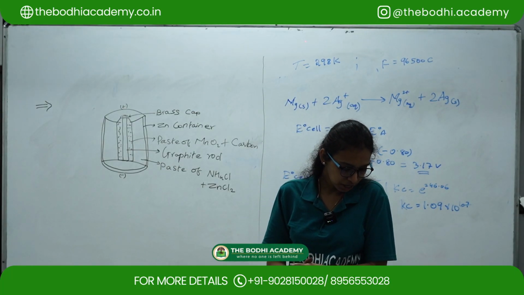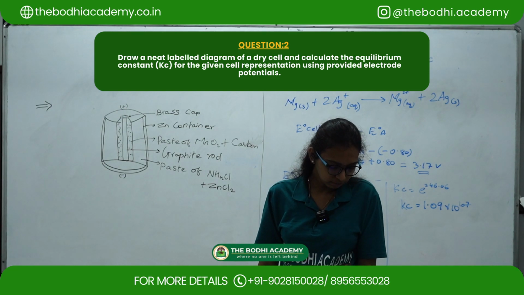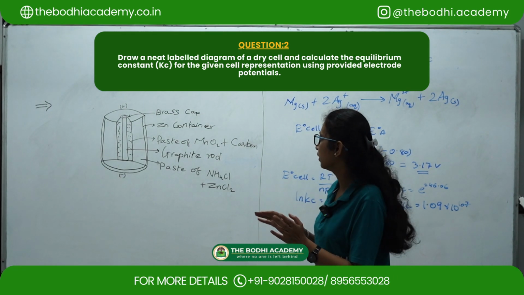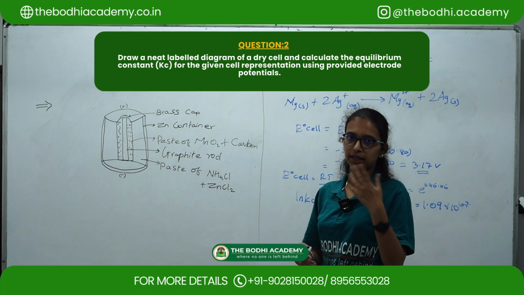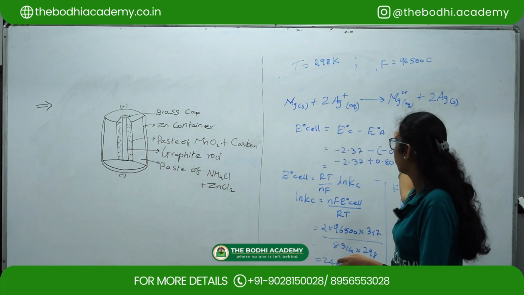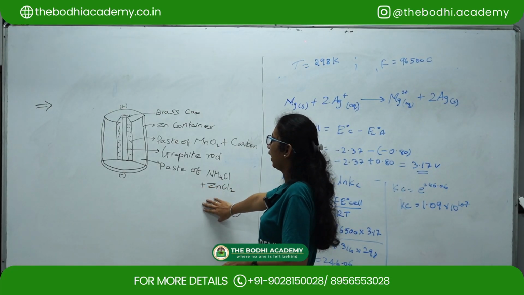The question they have asked: draw a neat labeled diagram of a dry cell. Calculate the equilibrium constant of the following cell. The cell representation they have given is the same as the previous problem, magnesium, this cell. We'll discuss about it later. First, the diagram. This is the diagram of a dry cell.